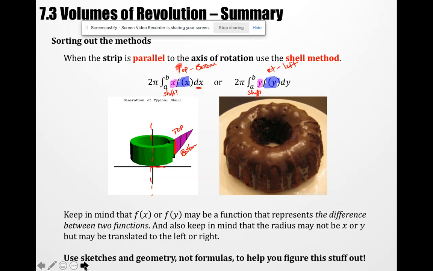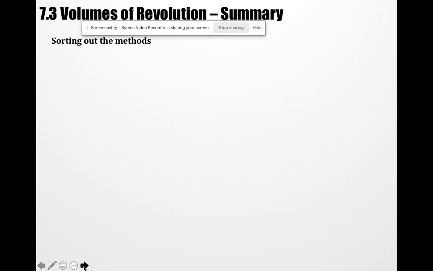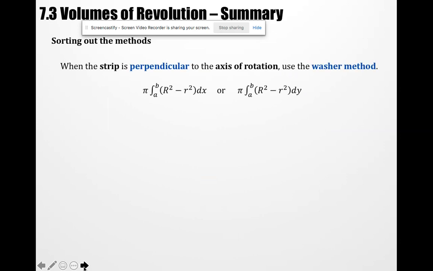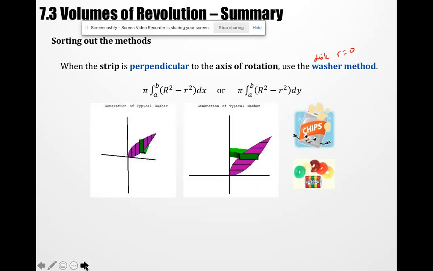Draw it. My drawings are terrible. Draw it and you can figure it out. When your strip is perpendicular, that's when you use the washer method. And remember, washer and disc is really the same. It's just for the disc, the small radius is 0. Notice still, again, here's my axis of rotation. My strip is perpendicular to the axis of rotation. And I have a lifesaver.